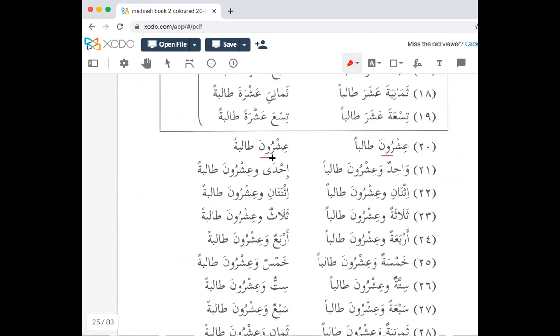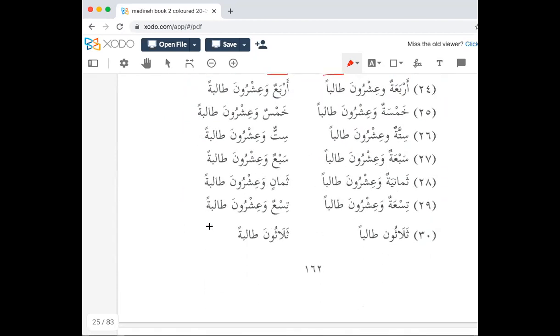For مذكر and مؤنث, the numbers stay the same. Again, it's tamyiz. But when you come here, you say واحد وعشرون طالبا, إحدى وعشرون طالبة. The gender matches for these two. And the rest, the gender becomes opposite: ثلاثة وعشرون طالبا, ثلاث وعشرون طالبة. The opposite gender. Okay.